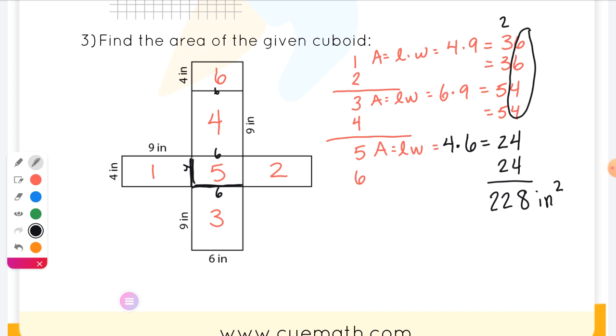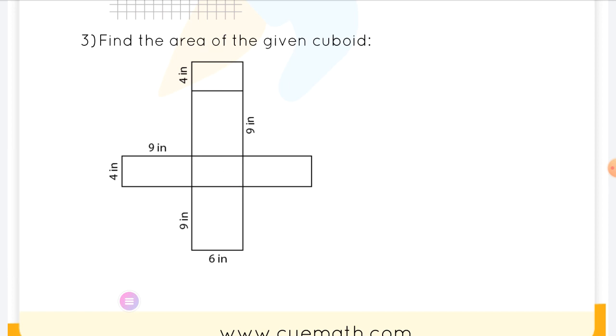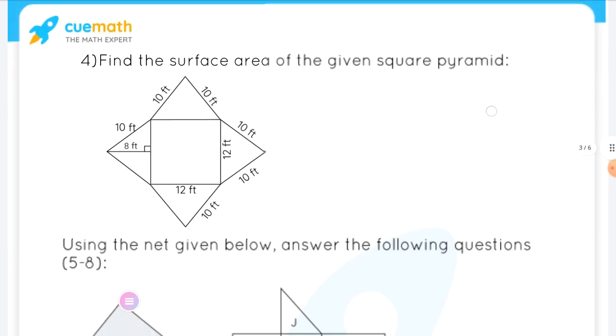Okay, flip your paper to the back side. Now we're about to run out of time for that one.